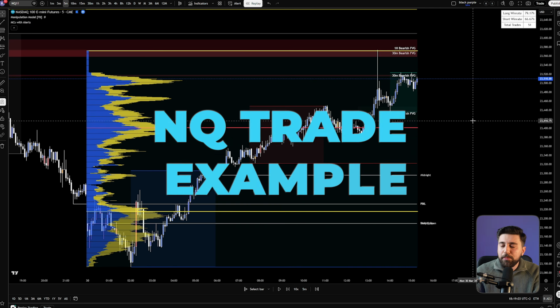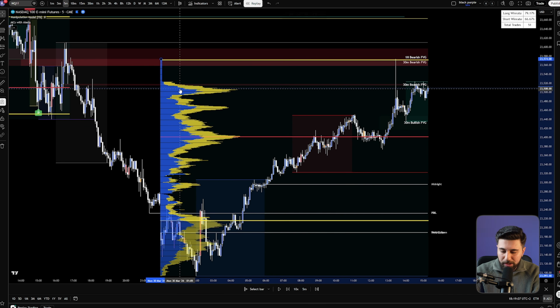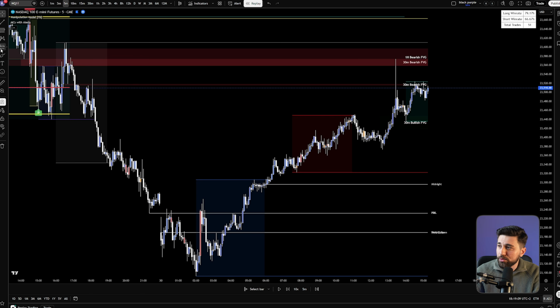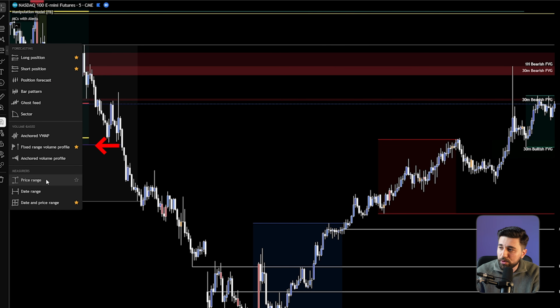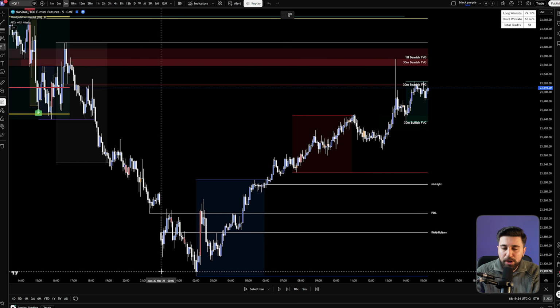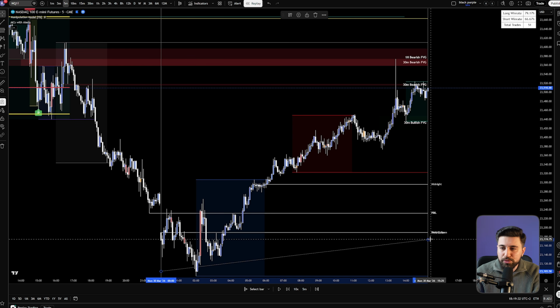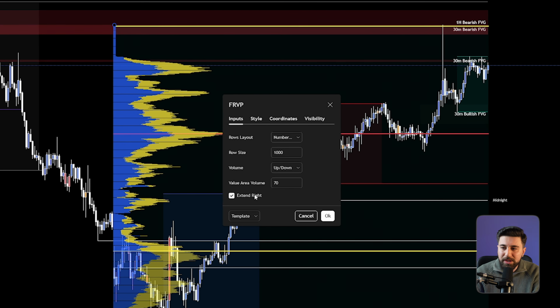So right here, I'm on the Nasdaq now, and I've already drawn out the volume profile, but I'm gonna show you where you can find it. So right here, where you have your long and short positions under forecasting, you go down, go to volume based, and then choose fixed range volume profile. And then you're gonna go to the market open. So this is at 6 p.m. Eastern Standard Time. You just click once and then you drag it to the right. And here it's important that you have this ticked on, so it always extends to the right in real time.